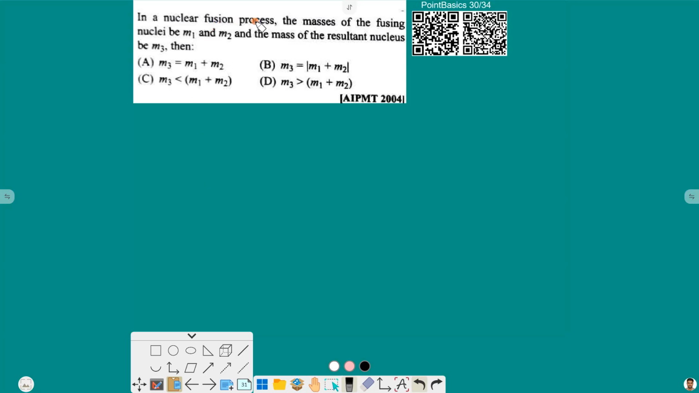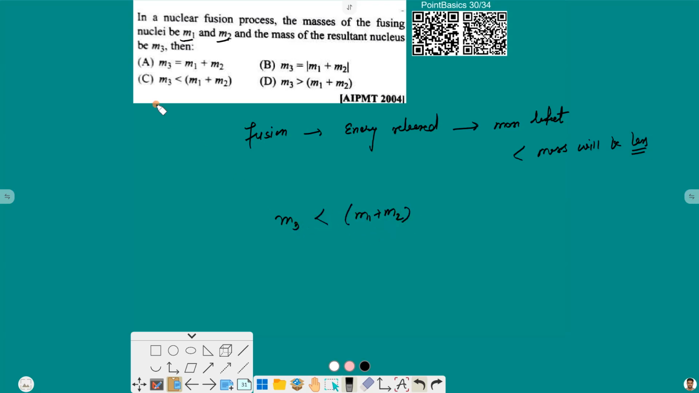Moving to the next one. In a nuclear fusion process, the mass of the fusing nuclei, let it be M1 and M2, the mass of the resultant nuclei will be, again, we know that as this is a fusion process, there will be energy released. If energy is released, it means there will be mass defect, and if mass defect, then mass will be less. So we can say M3 will be less than the sum of M1 and M2. That is option C.